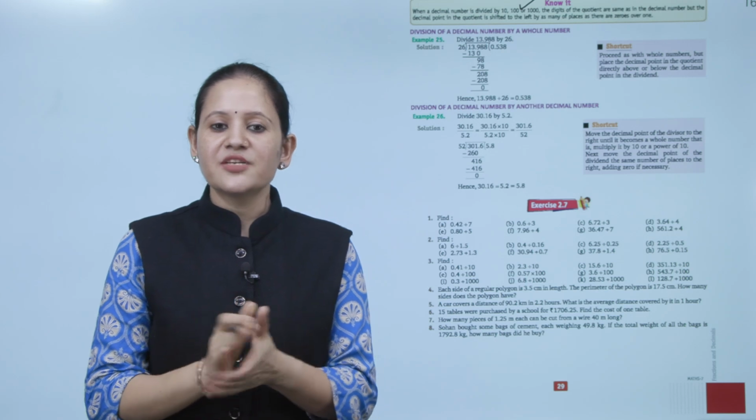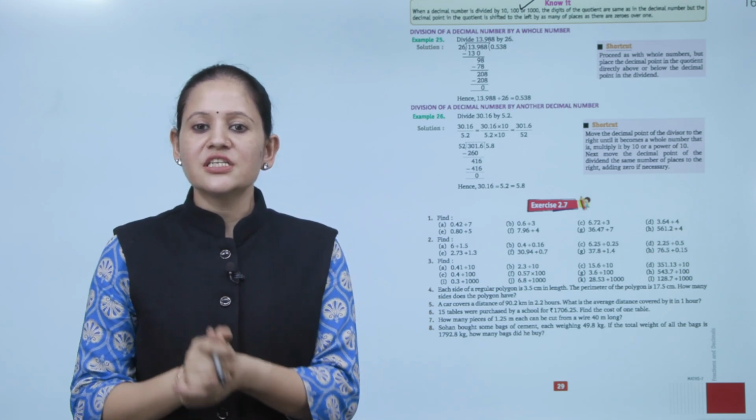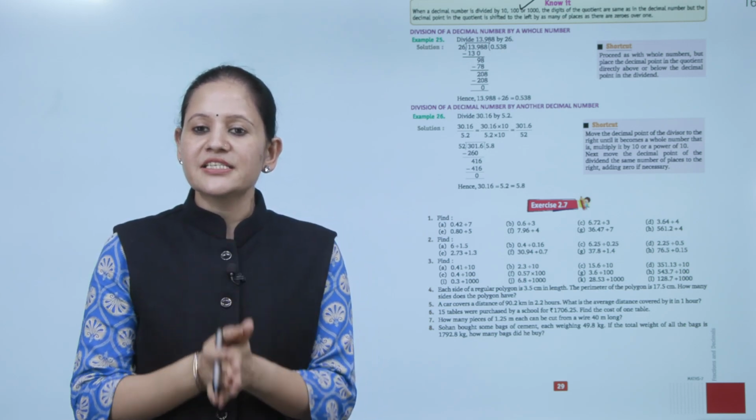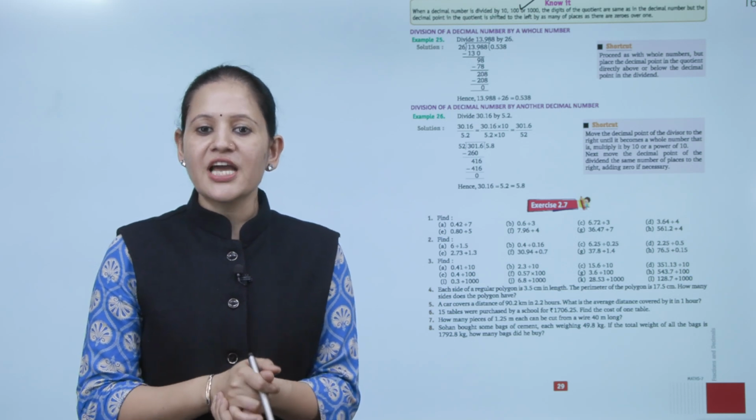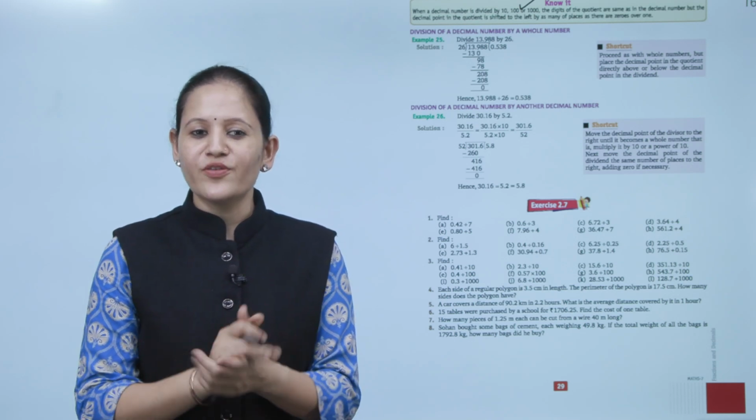Next, know it. When a decimal number is divided by 10, 100, 1000, the digits of the quotient are the same as the decimal number, but the decimal point in the quotient is shifted to the left as many places as there are zeros over 1.